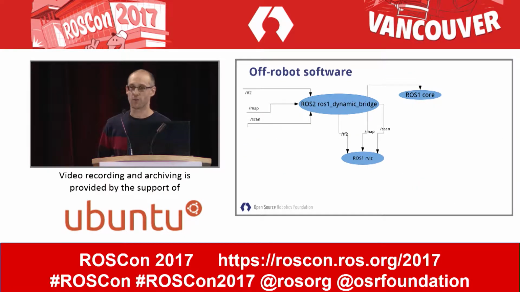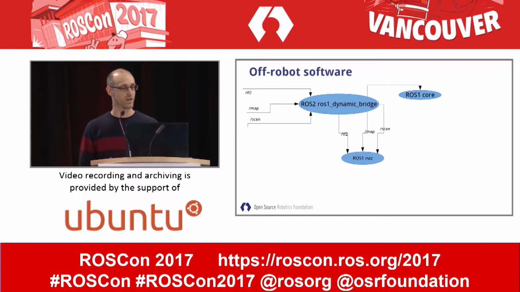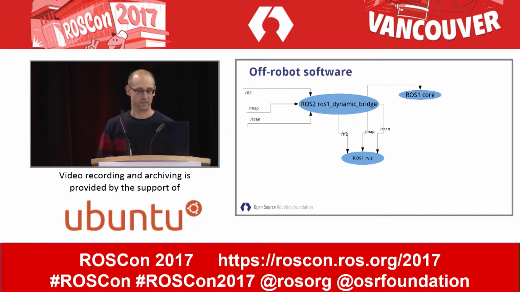So off robot, we might want to visualize the data that we're getting off of the robot. Right now, we don't have RViz running natively on ROS2, but as you've heard several times before, we do have the ROS1 dynamic bridge. So in this case, we use the bridge to map the ROS2 topics, which are coming in over the network from the robot on the far right there, down onto ROS1 topics so that we can view them in RViz.